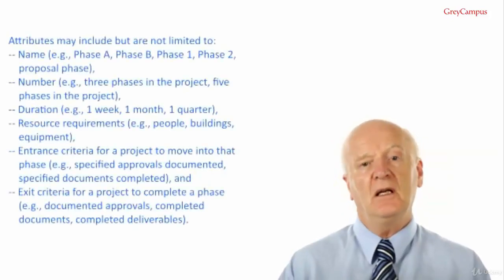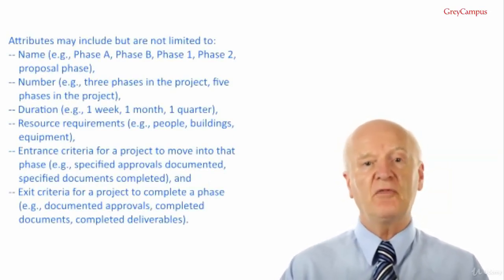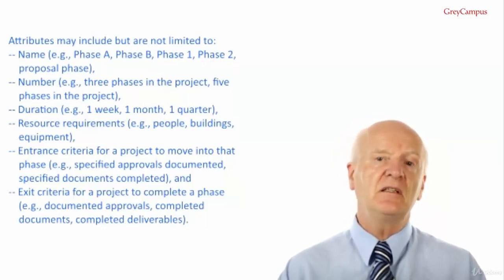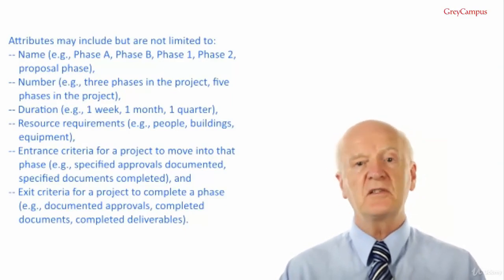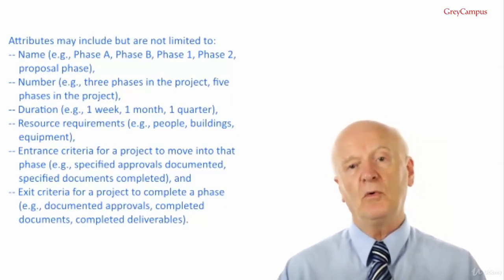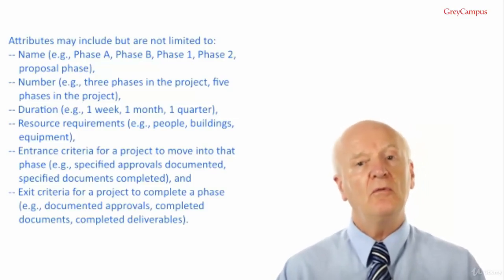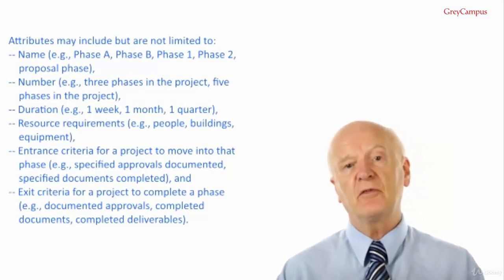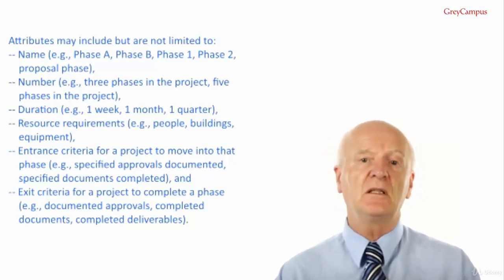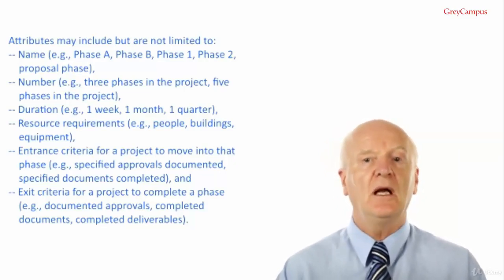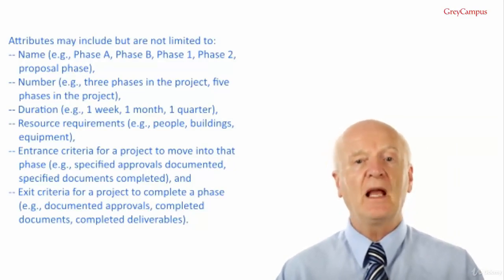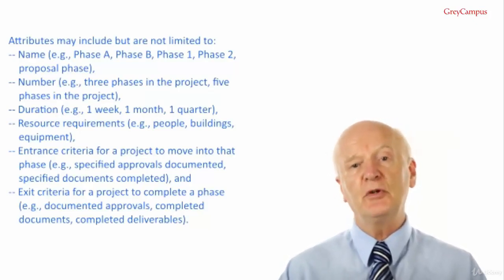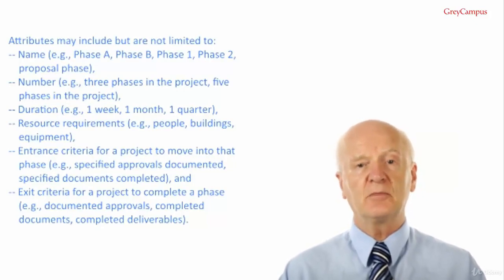Attributes may include the name, for example, phase A, phase B, phase 1, phase 2, proposal phase; numbering, e.g. 3 phases in the project, 5 phases in the project; duration, for example, 1 week, 1 month, 1 quarter; resource requirements, e.g. people, buildings, equipment; entrance criteria for a project to move into that phase, e.g. specified approvals, documents; and exit criteria for a project to complete a phase, e.g. documented approvals, completed documents, completed deliverables.